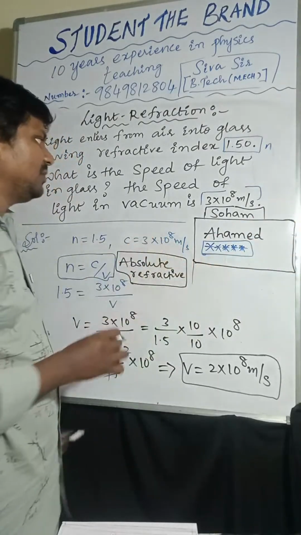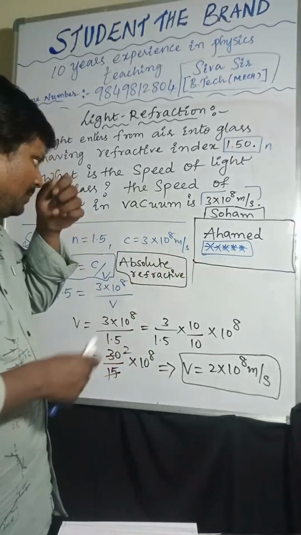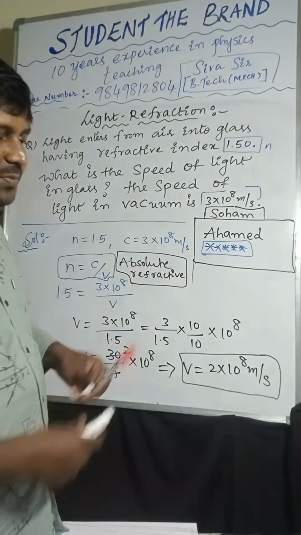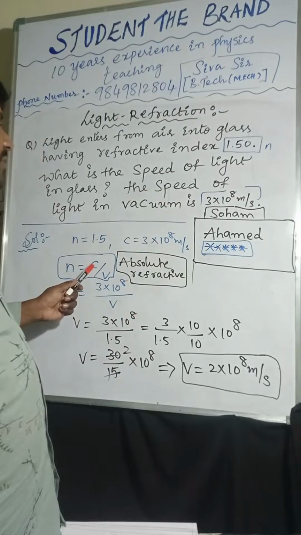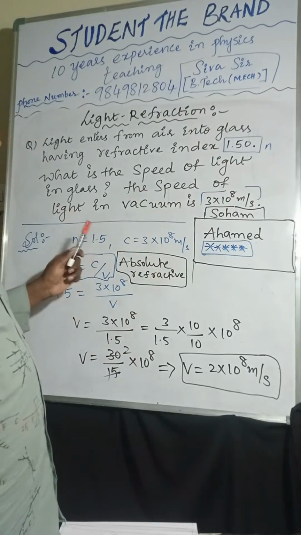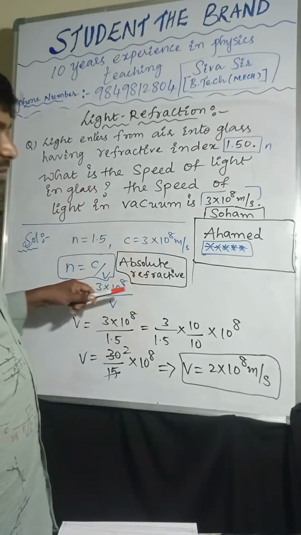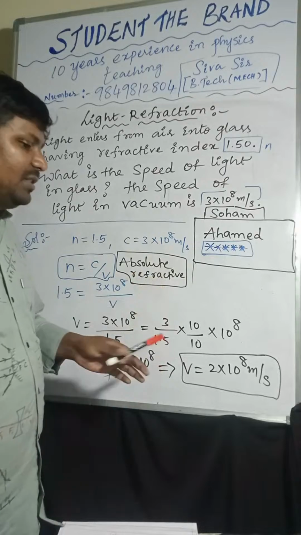The difference between absolute refractive index and refractive index is that here we are comparing with the speed of light in vacuum, or air. We compare the speed of light in vacuum or air with the speed of light in the medium. That's why it is called absolute refractive index. So that is a constant.